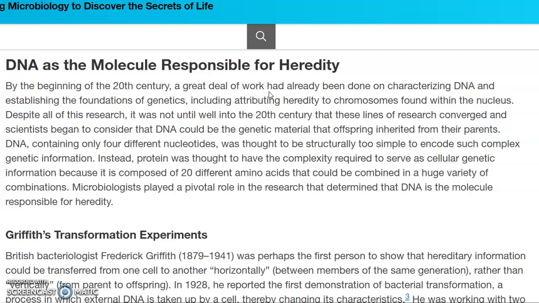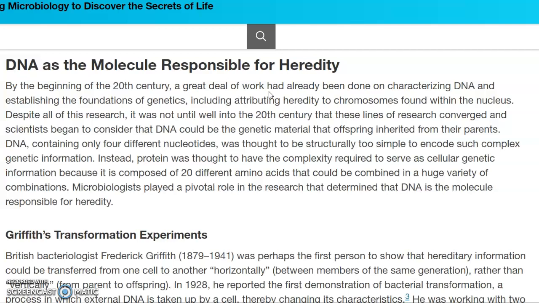But we kind of knew the structure of DNA in terms of its nucleotides. We didn't know its exact structure, but we knew it contained these 4 nucleotides. And we knew that DNA was a relatively simple molecule, and at the time, the idea was that DNA was really too simple to encode for our genetic material. So people believed that it was the proteins that were made that actually contained the genetic information.